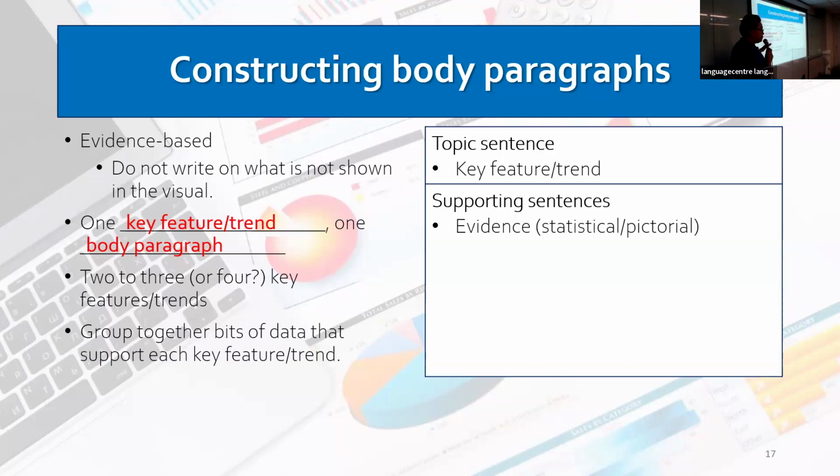And in your supporting sentences, you group together bits of data that support each key feature or trend. This is a test of your organizational skills. After you have identified one key feature or one key trend, you provide maybe two pieces of evidence from the table in order to elaborate or describe the key feature or the key trend.